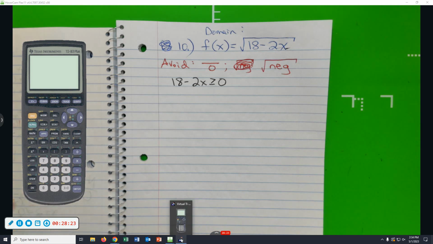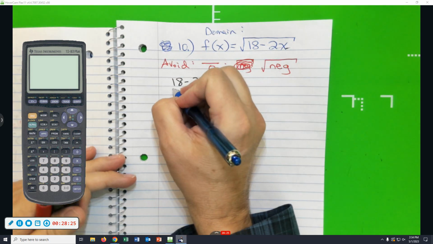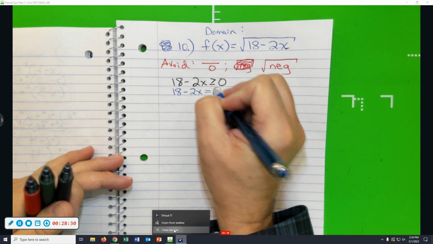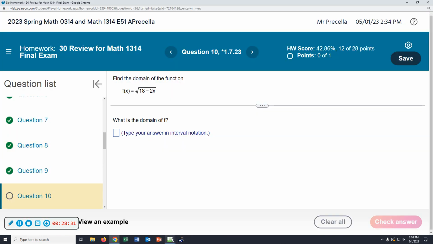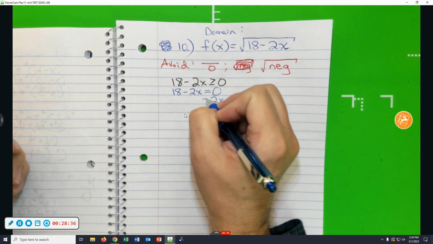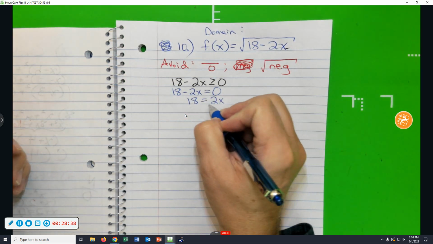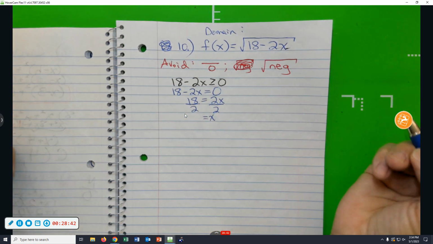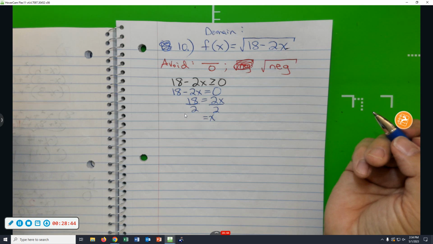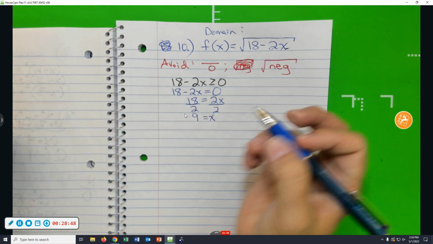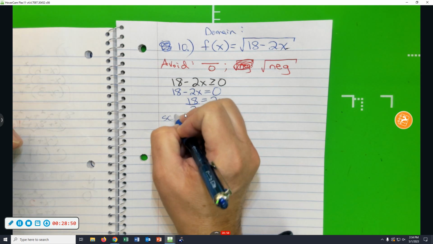We use cut points. First thing we do, we ask ourselves, when does 18 minus 2x equal 0? I'd move that 2x term over by adding it. Divide by 2. What am I getting for my solution cut point? 18 divided by 2 is 9. So that's my solution cut point.